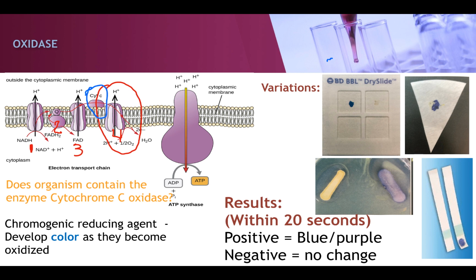This test must be read within 20 seconds, so you must be very precise when adding the reagent to the organism or adding the organism to the dry slide or the strip. If color change comes at 21 seconds, then this is considered negative, and this means that the organism does not contain the enzyme cytochrome C oxidase.